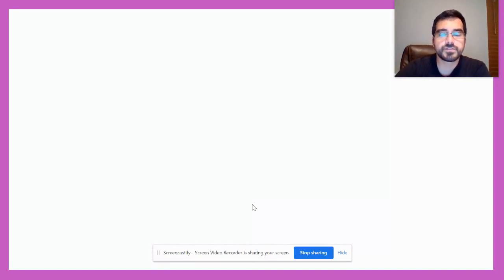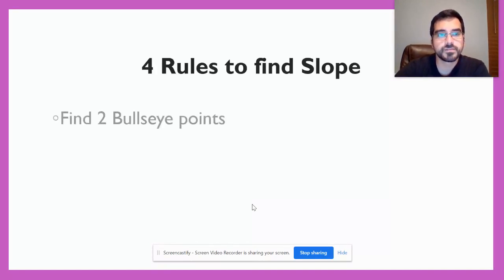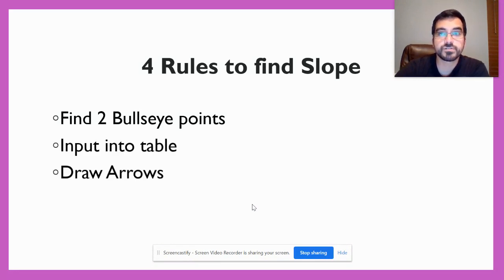There are 4 rules to finding the slope. The first one is finding 2 bullseye points, inputting them into a table, drawing arrows going the same direction for both x and y, then setting up delta y over delta x, which means changing y over changing x.